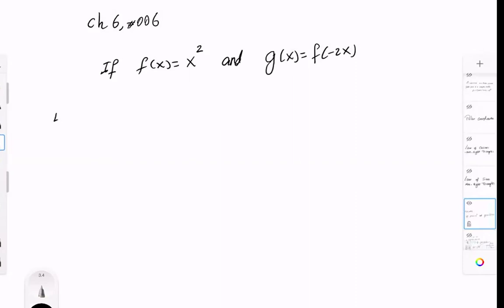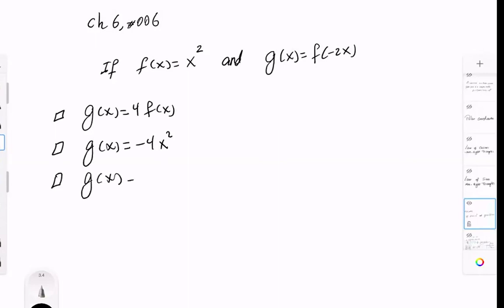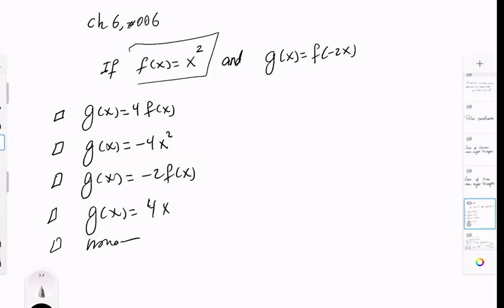So the first one is g of x equals 4f of x. Then g of x equals negative 4x squared. Then g of x equals negative 2f of x. And none. So f of x equals x squared and g of x equals f of negative 2x. Correct?